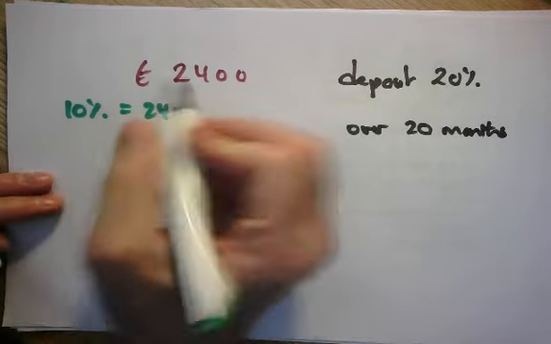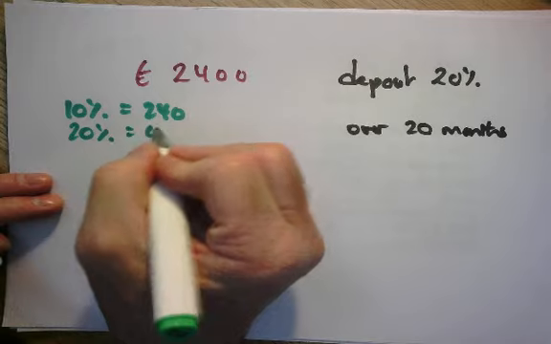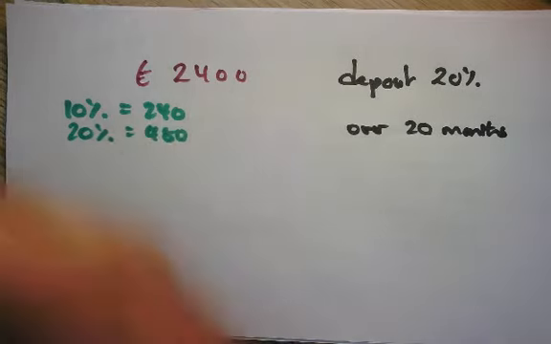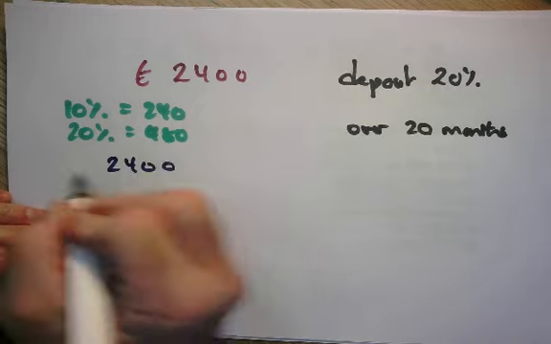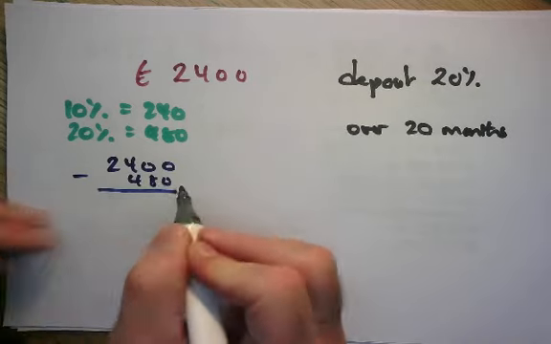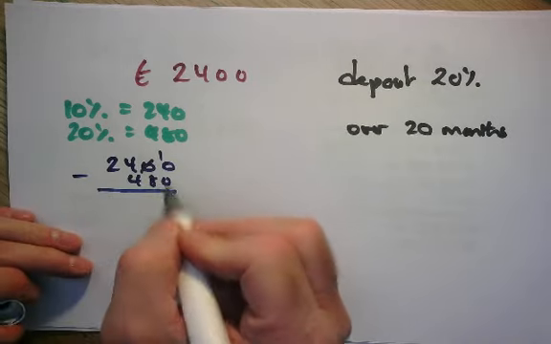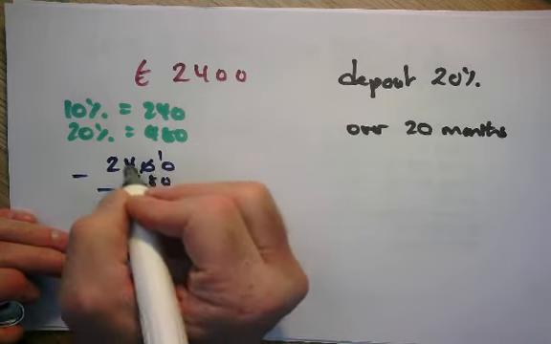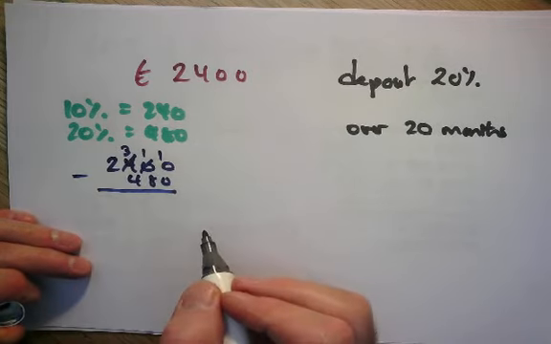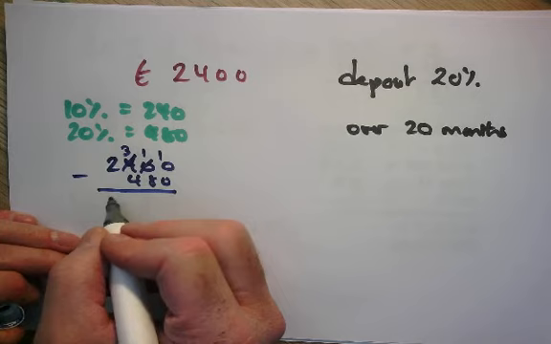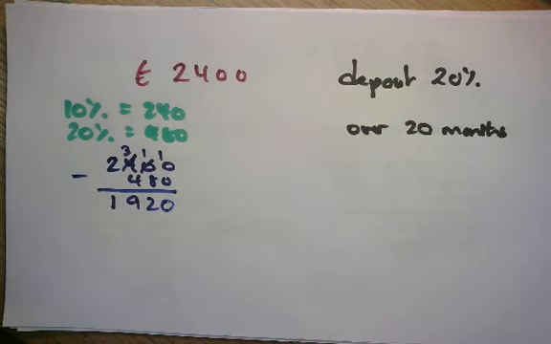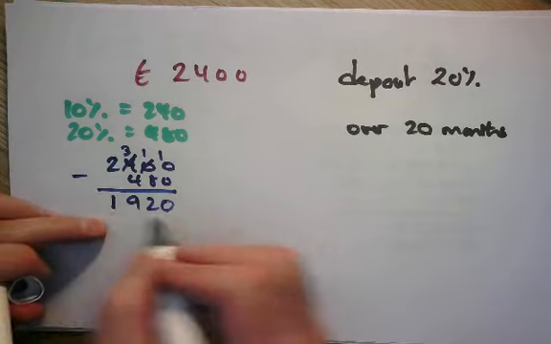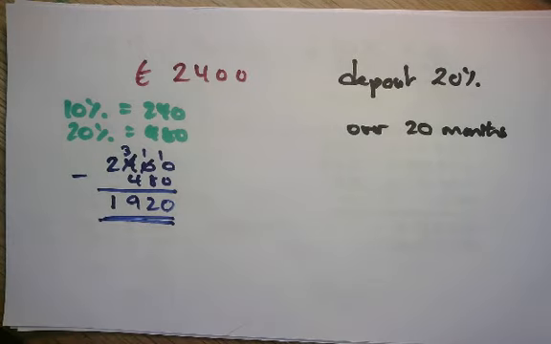So that's how much the car costs. 10%, 240. 20%, double that. So that's how much he pays off straight off. So 2400 subtract 480. So chuck a naught there. So that then goes down. It gets all rather confusing, doesn't it? So I get 1920.